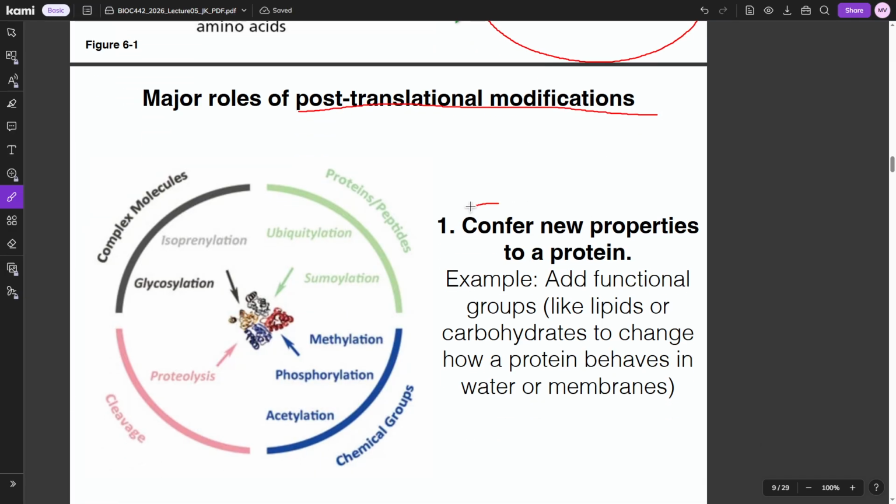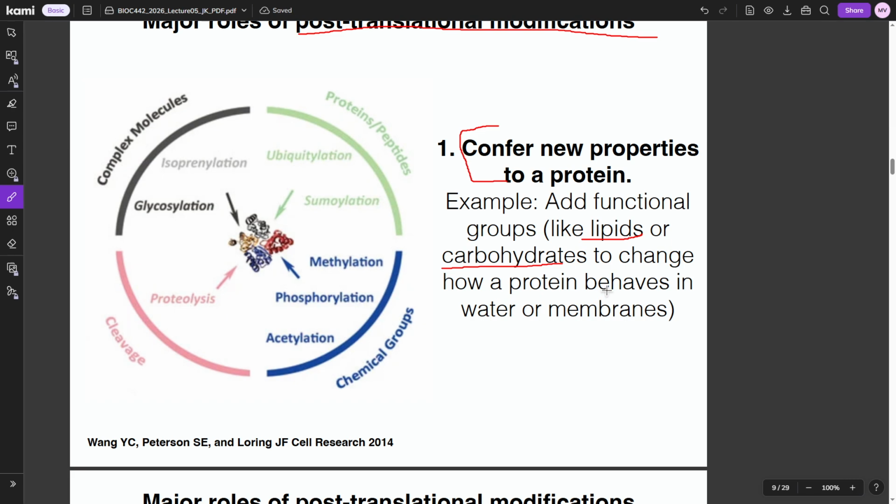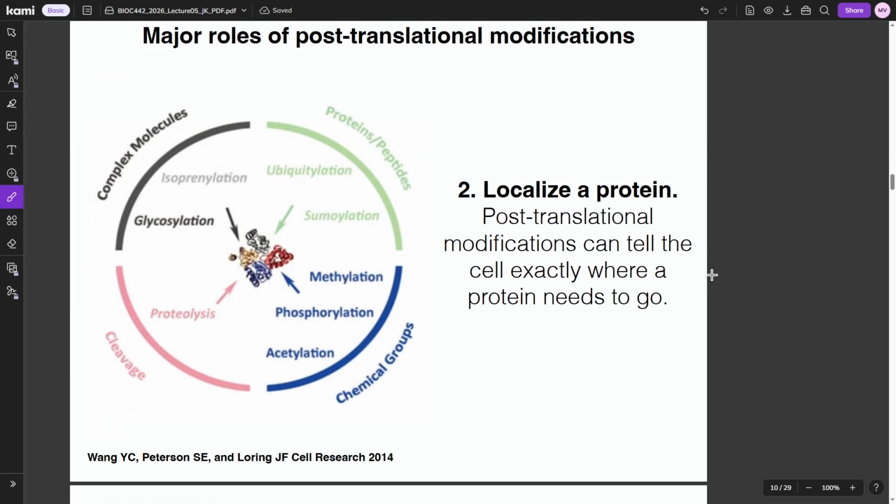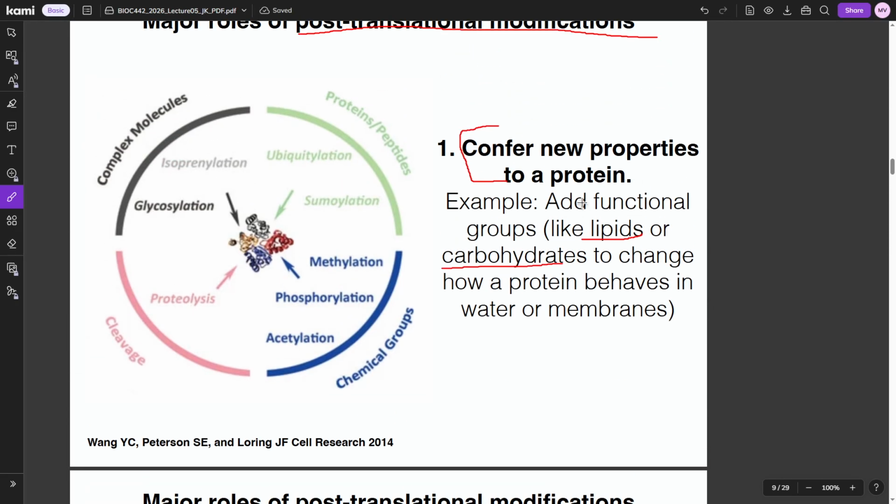They give new properties to proteins. Basically, you're adding functional groups. So you add lipids, maybe you add a carbohydrate. Maybe that changes how the protein behaves. You guys remember lipid rafts, right? Some of those proteins were anchored like GPI anchors, right? Some of them are anchored by lipids. So maybe you have a lipid attached to a protein, and that leads to this GPI anchored thing, so it's a protein attached to the membrane, right? Things like that. So they can be used to confer new properties.